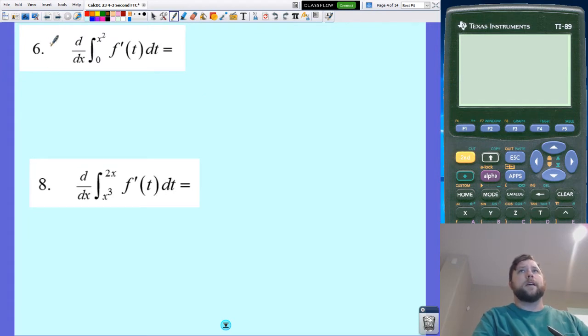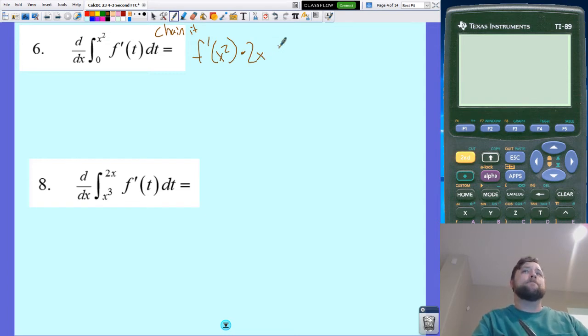However, there are some exceptions. What if it's not just the variable x, it's like an x squared or 2x or x cubed? So you have to chain it. I'm just going to say chain it. So if I was deriving this integral, it's going to be f prime of x squared times the derivative of x squared, 2x. All right?